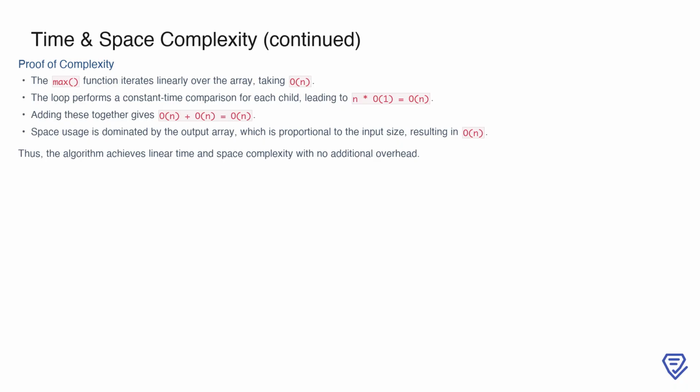For space complexity, the output array, which stores one Boolean value per child, is proportional to the size of the input, requiring O(n) space. Since the other storage requirements, such as the max_Candies variable and loop variables, are constant, they do not affect the overall space usage. Therefore, the algorithm achieves linear time complexity, O(n), and linear space complexity, O(n), with no additional overhead.